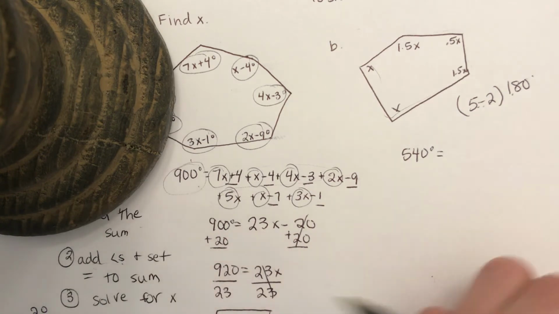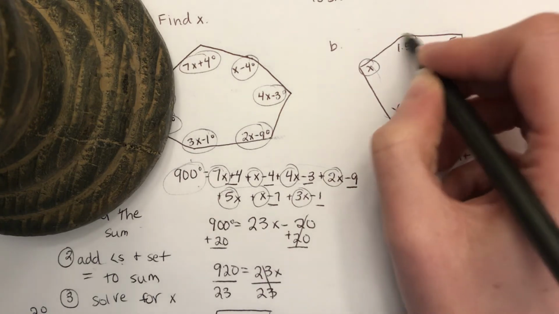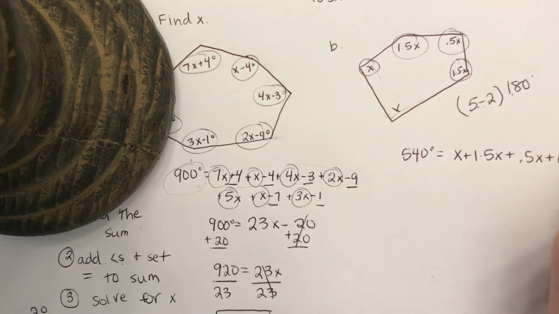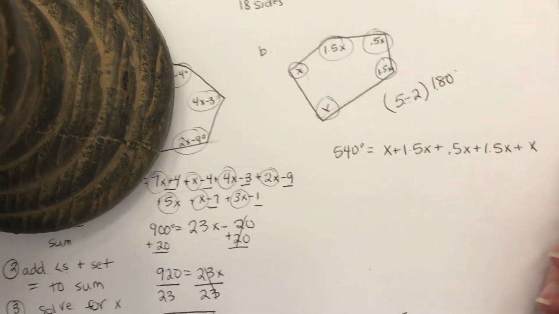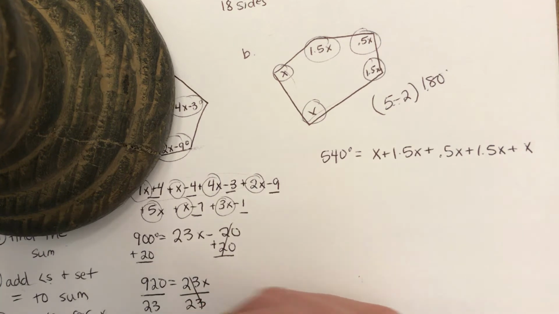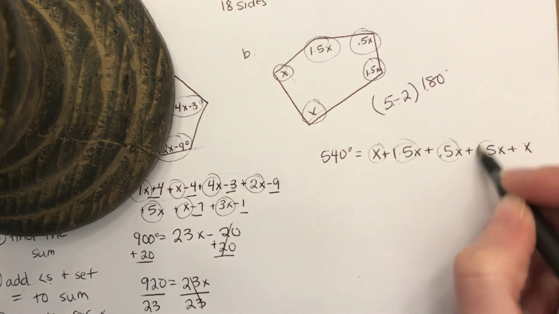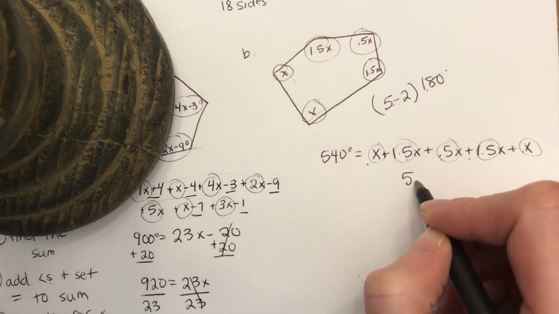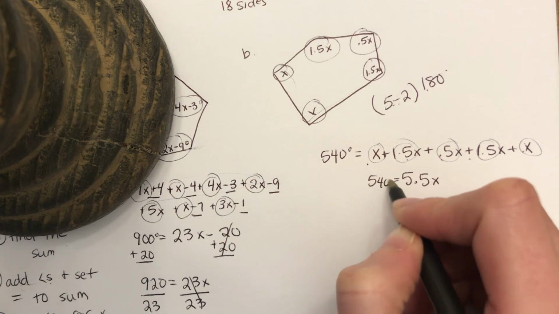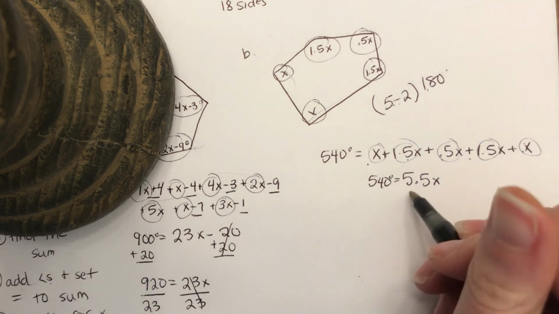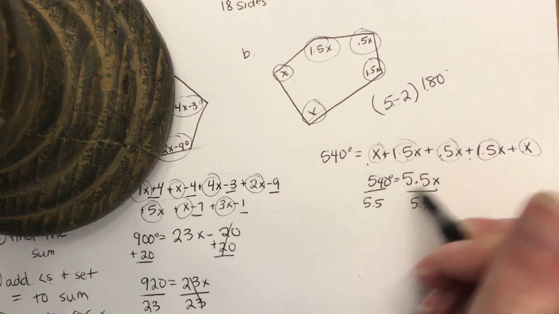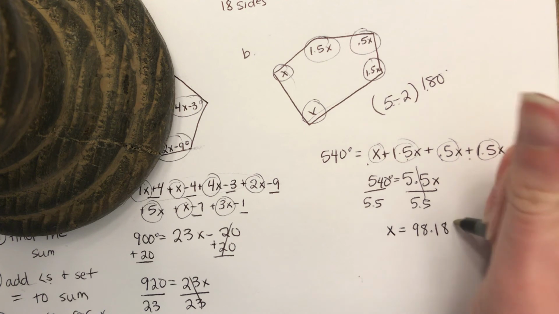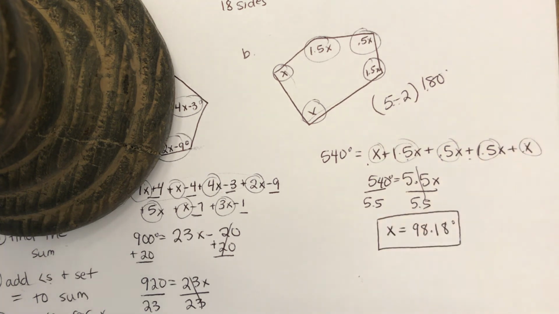Step 2, add the angles and set equal to the sum. So x plus 1.5x plus 0.5x plus 1.5x plus x. Let me slide this over here. All right, and then the third step, I know you can't see it anymore, but it's just to solve for x. So we're going to combine our like terms. In this case, all of the terms are x terms. So 1 plus 1.5 plus 0.5 plus 1.5 plus 1 gives us 5.5x. And then that's still equal to 540 degrees. And then this one's just an easy one step. Divide both sides by 5.5 to get x by itself. 540 divided by 5.5 gives you a decimal, so we'll round it to the nearest hundredth, and that leaves us with 98.18 degrees.